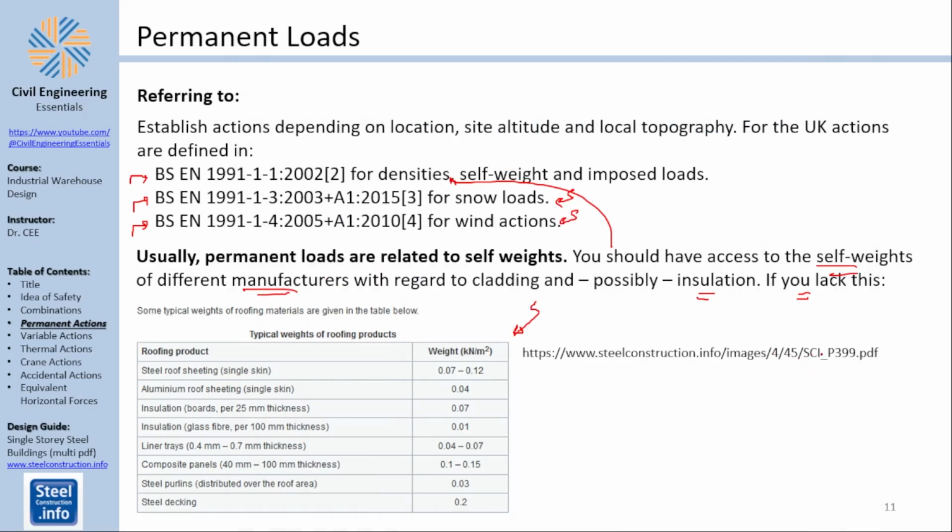And there is a very, very cool PDF that you definitely should download and add to your library at home. It's Steel Construction Info document 399. This is a 200-page comprehensive guide in designing and analyzing portal frames, so it's very, very good to read.